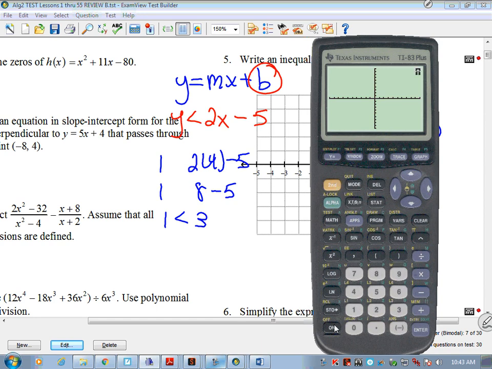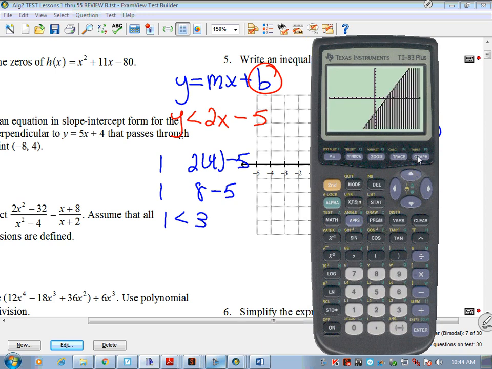So I'm going to try turning it off and on again. Let's clear some things out. Still nothing, which is embarrassing. Okay, it should be 2x minus 5 graph. There we go.